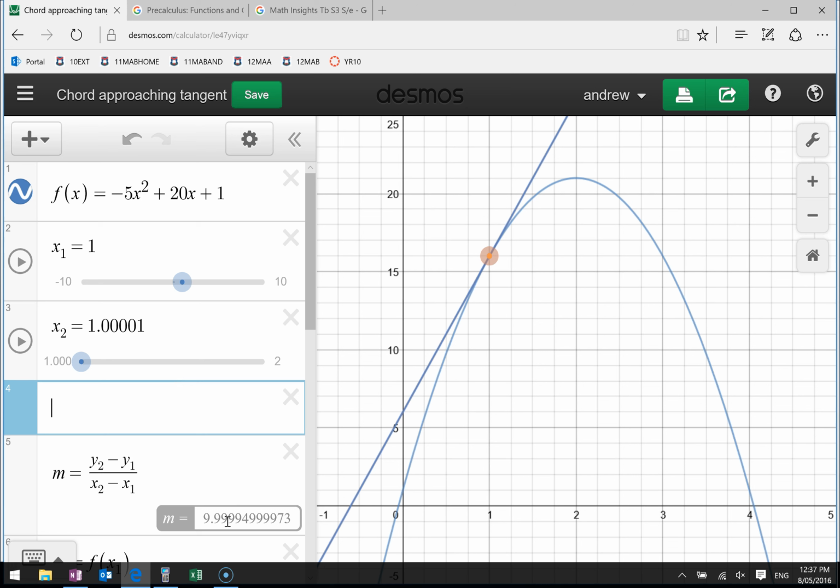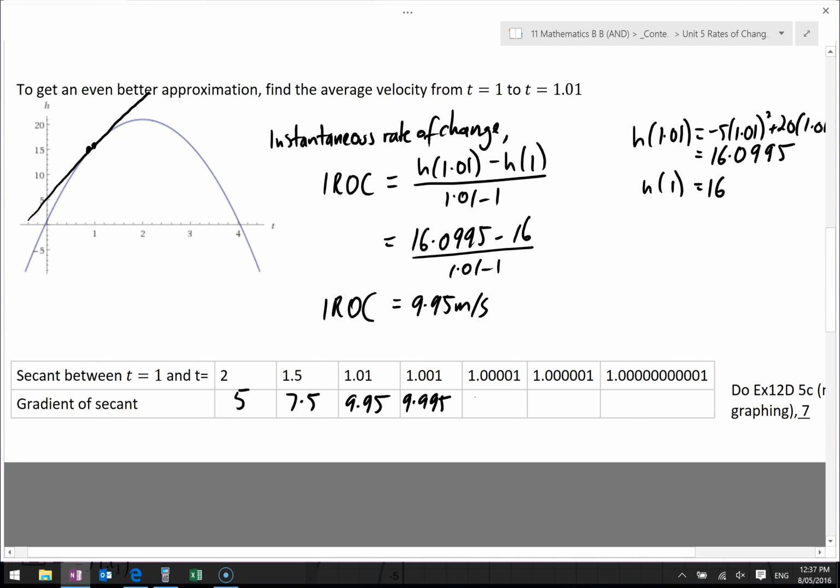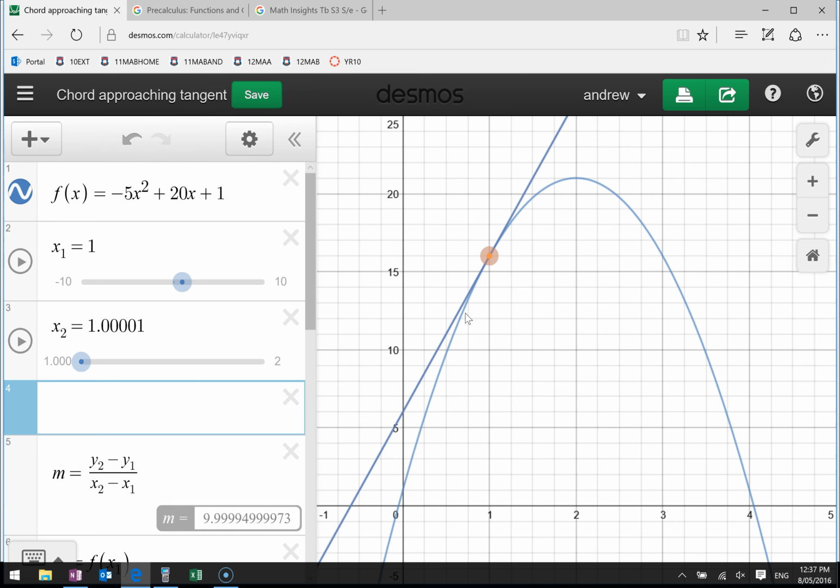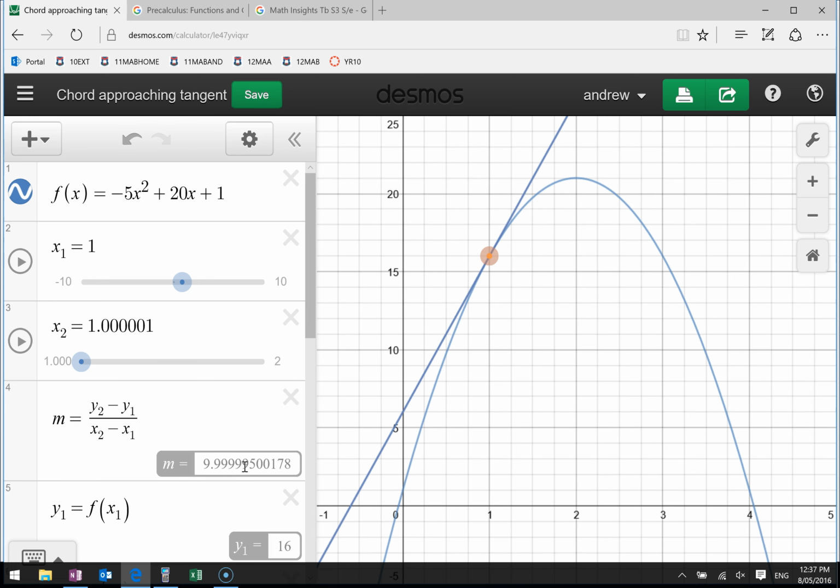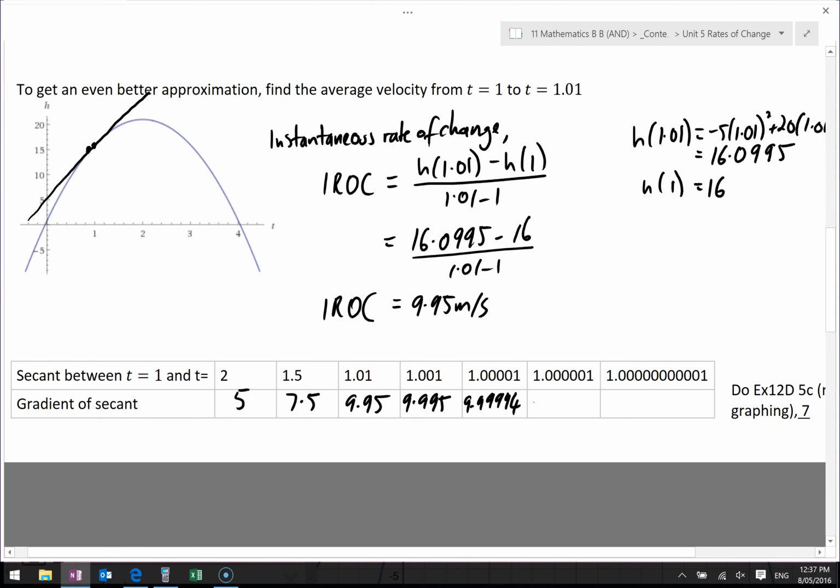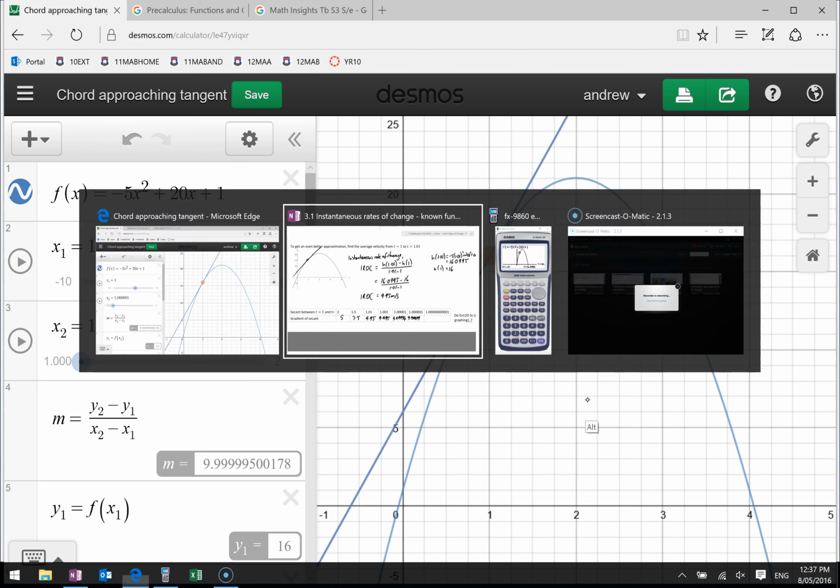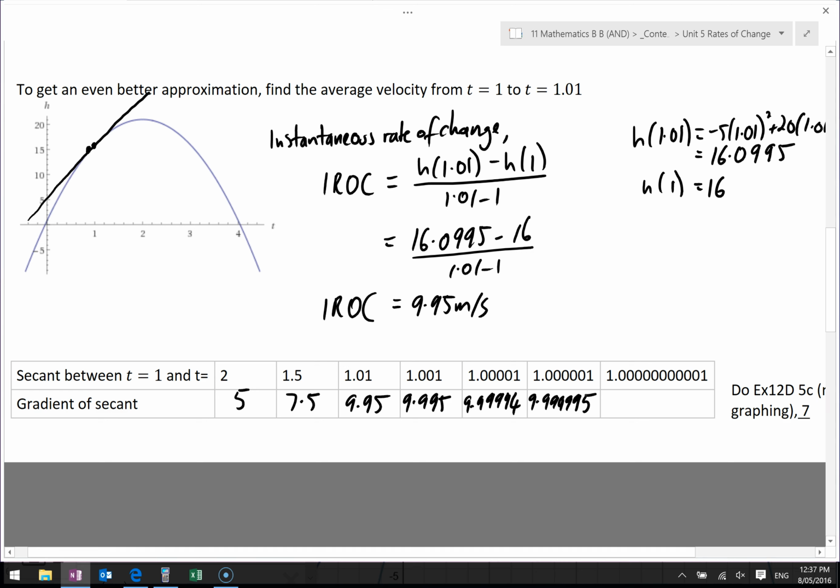I get 9.99994. Okay, how many zeros are here? 5 zeros. I'll put an extra 0 in here. Okay, hopefully we see some sort of pattern occurring here. Okay, getting really, really close to 10. Okay, and how many zeros are here? 1, 2, 3, 4, 5, 6, 7, 8, 9, 10.